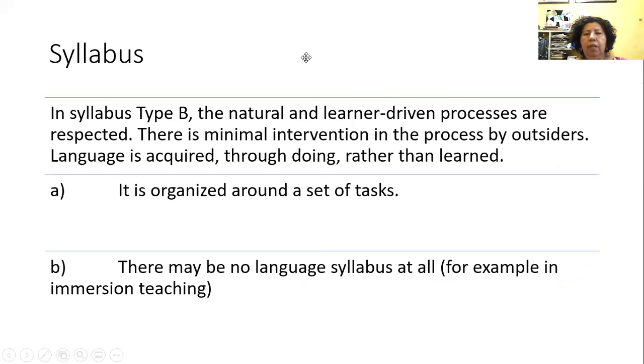Then in syllabus type B, the natural and learner-driven process is respected. There is minimal intervention in the process by outsiders. Language is acquired through doing rather than learning. It is organized around a set of tasks. And sometimes there may be no language syllabus at all, for example, in immersion teaching, where the students can learn the language or improve their language while they are learning other subjects, for example, in high school or secondary school.